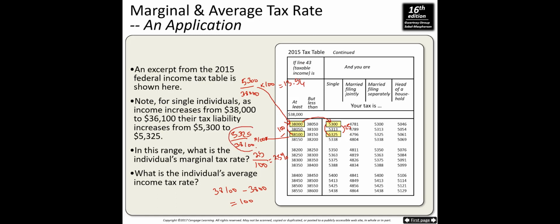Let's calculate this case. This time you pay 5,325. 5,325 divided by 38,100. And this time your average tax rate is increased to 13.97. This is a progressive tax. Why? Because when you earn 38,000, your average tax rate is 13.94%. But now your income increases to 38,100 and your tax amount increases to 5,325, which represents 13.97%. So the percentage, or average tax rate, is increasing as you earn more.